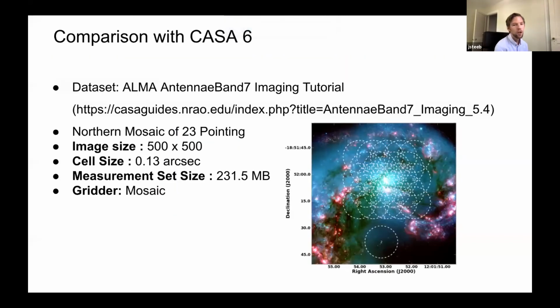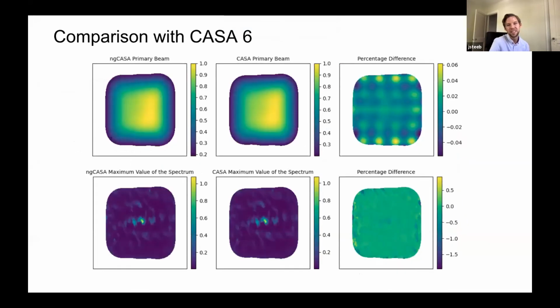Basically all of our imaging notebooks are where we have comparisons with CASA to make sure that the numerics are correct. Here's another example using the ALMA mosaicing tutorial data set of antennae band 7, and you can see it's basically the same result. There's less than 1% difference in some of the flux being recovered because of slight changes in how the normalization is done and how we calculate the primary beam, but it's very small.